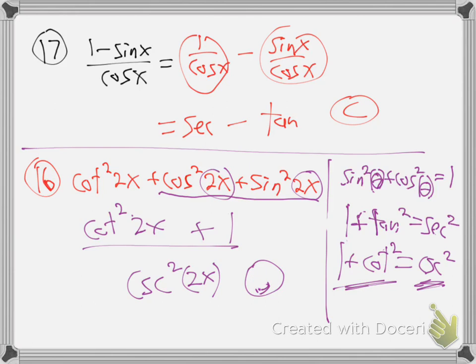So scribbly B there. Good. So that one's not too terribly bad. We just used the Pythagorean identity twice, 2 different identities. All right, let's keep going.